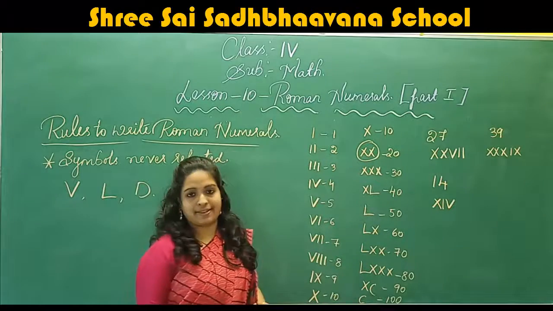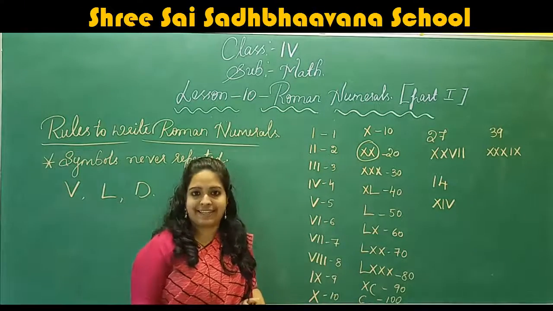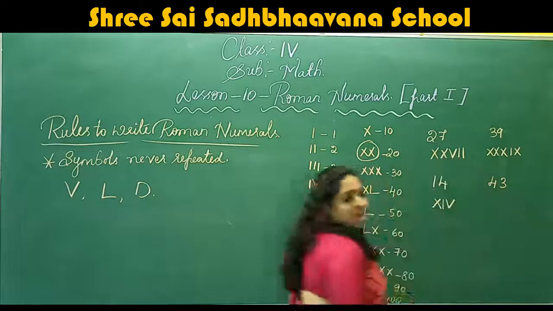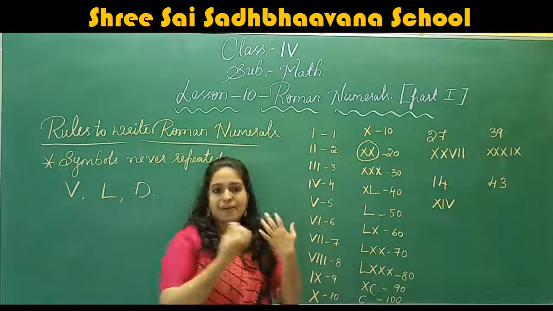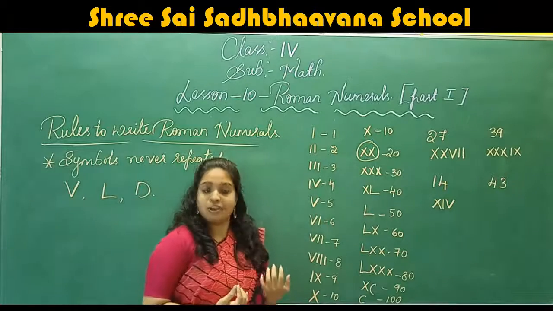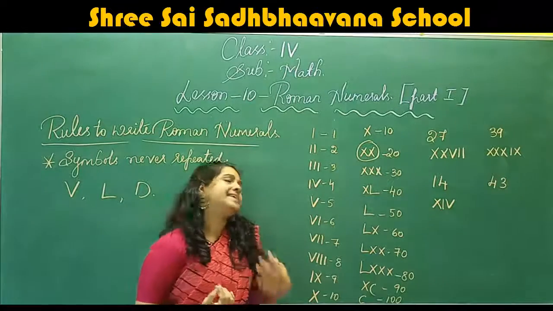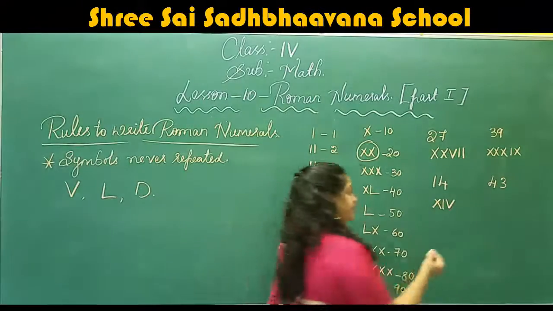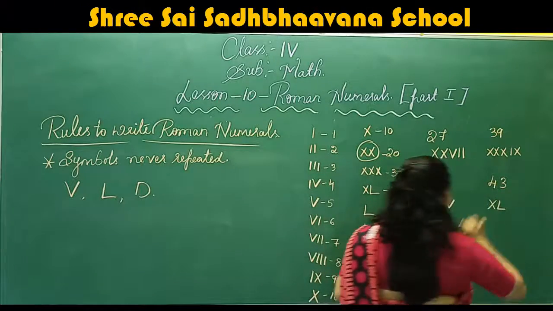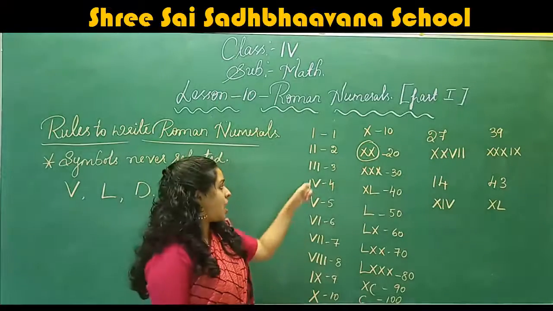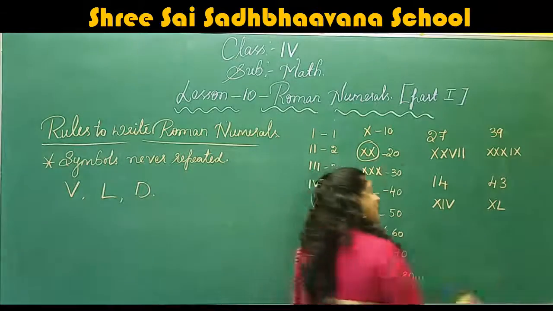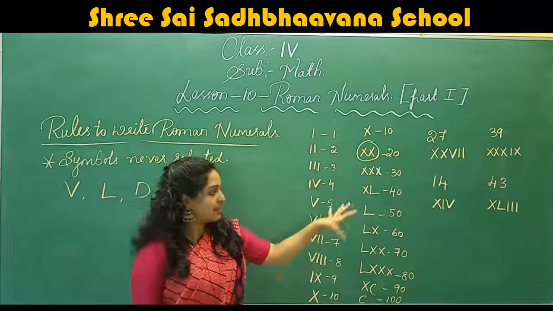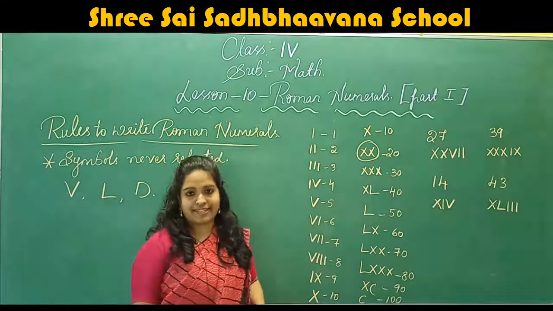Okay, in this way. I want to write 43. Okay? Yes. 43. How to write 43? So split that number. Easily you can split. 40 plus 3, right? Yes. So 40. How to write 40? XL. Then write 3. How to write 3? III. Yes. So in this way you can write 43.